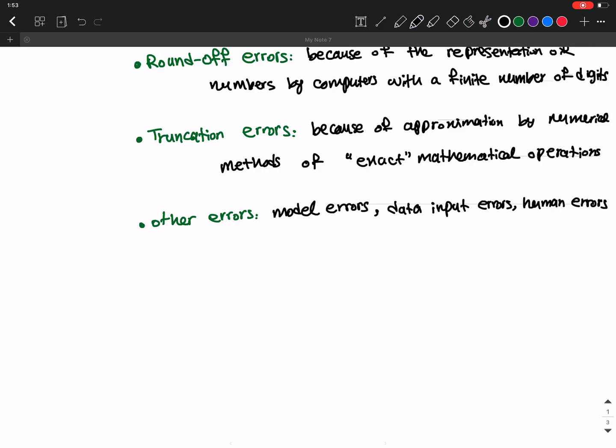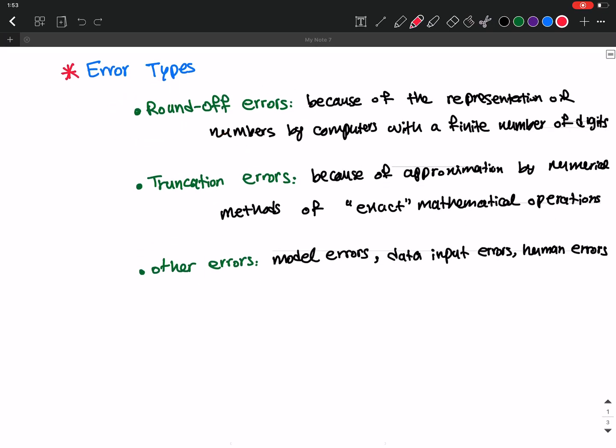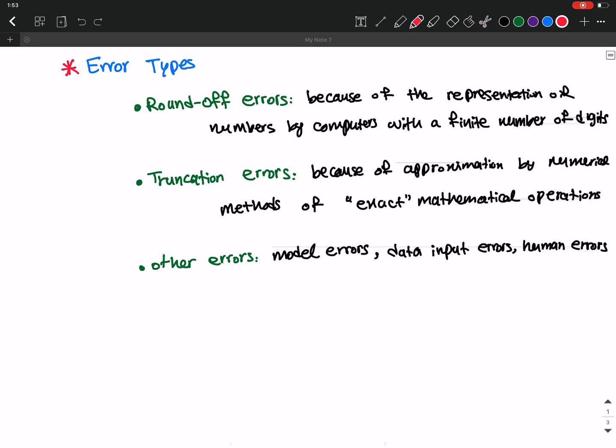So in this lecture, I'm going to focus on these round-off errors, which are also called machine errors. I think it is important for you to know how machines and computers represent numbers, and what errors we might face by this representation in machines. Okay, so we have round-off errors.